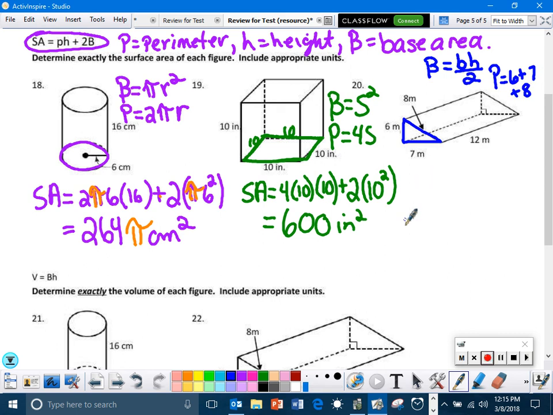All right, so here we go. So I'm going to go down here. The surface area equals the perimeter. Okay, let's see. 6 plus 7 is 13. 13 plus 8 is 21. All right, so the perimeter is 21 times the height, which is 12, plus 2 times, okay, the base of the triangle is 7, times the height of the triangle is 6, divided by 2.